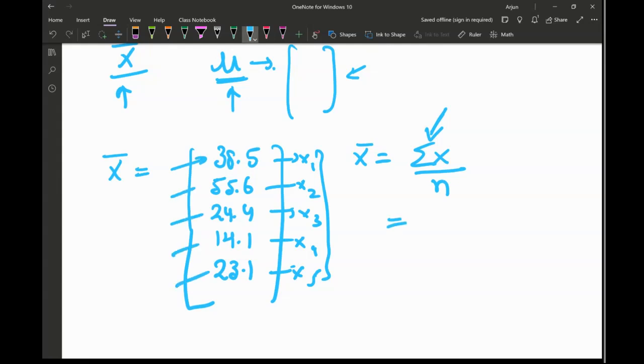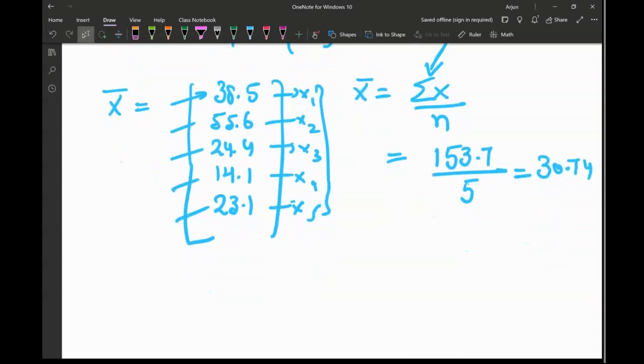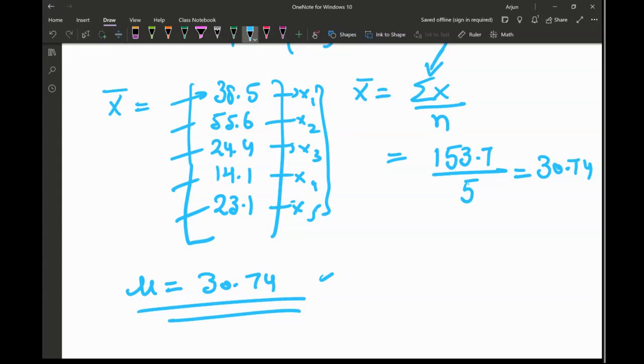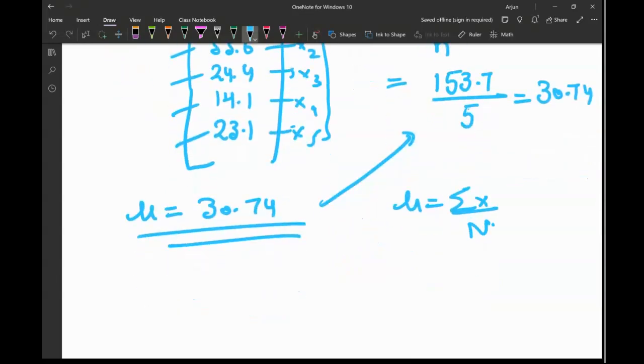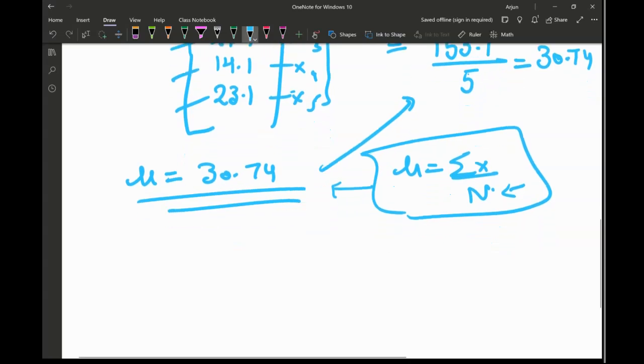So if I add these numbers, the sum will come out to be 153.7, divided by the number of data points, that is 5. So the final answer will become 30.74. If these data points were my population, then I would have called it mu equal to 30.74. The same process I would have applied: mu equal to sum of x divided by N. Here we generally use capital N, meaning the total number of data points, for population. Now that was the mean of the sample and the mean of the population.